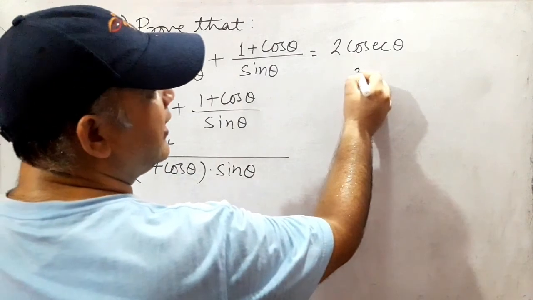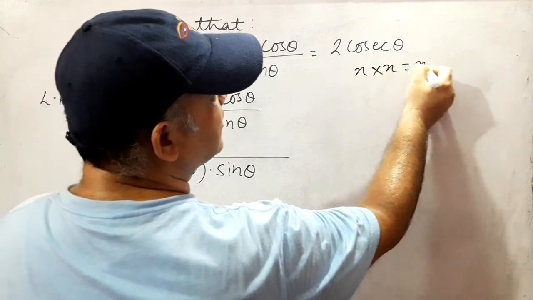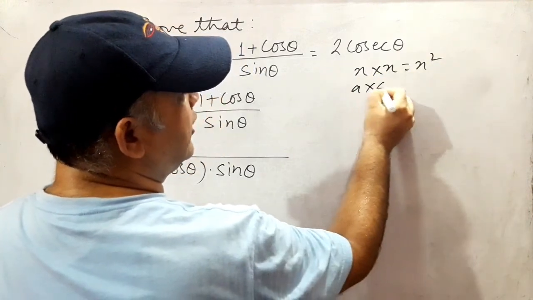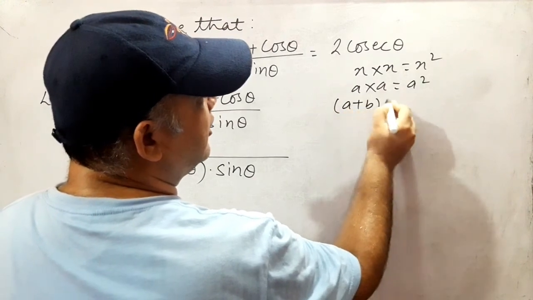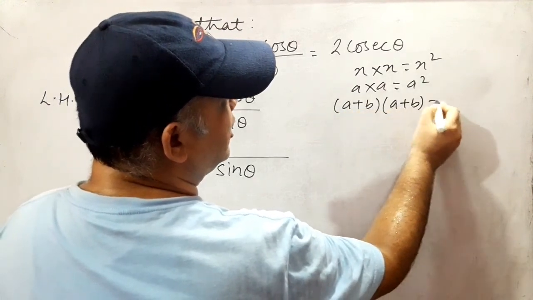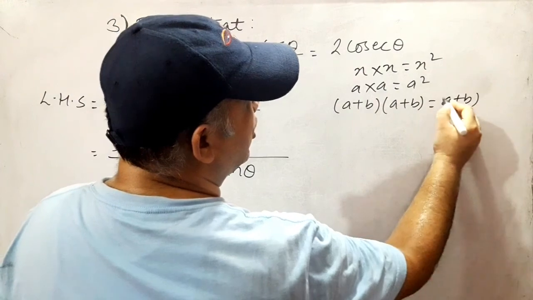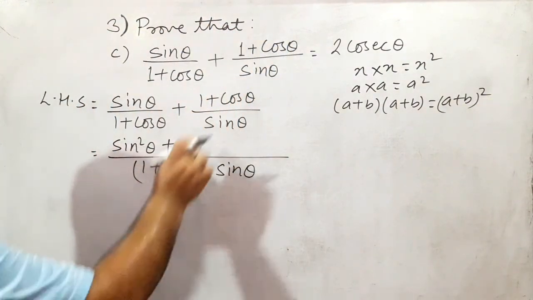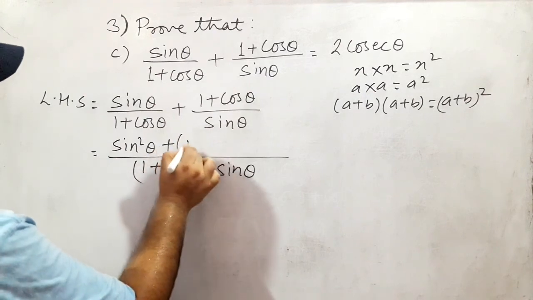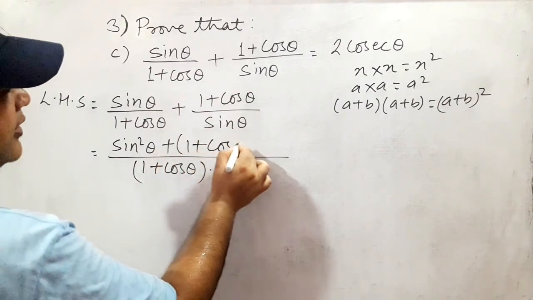As we know that x into x equals x square, a into a equals a square. Similarly, a plus b into a plus b becomes a plus b whole square. In the same way, 1 plus cos theta into 1 plus cos theta is 1 plus cos theta whole square.